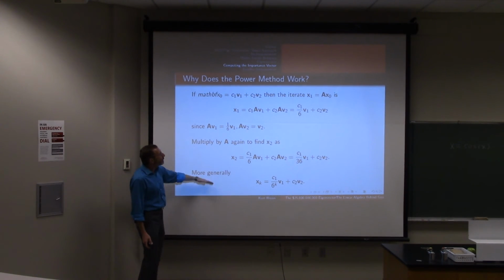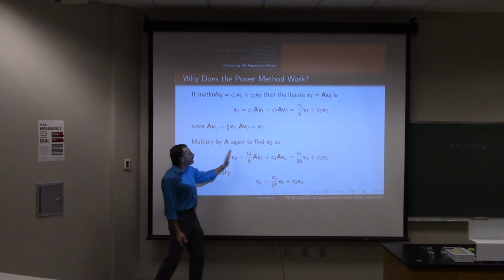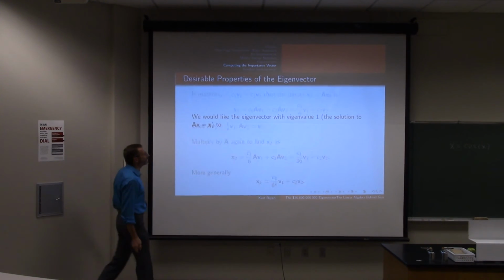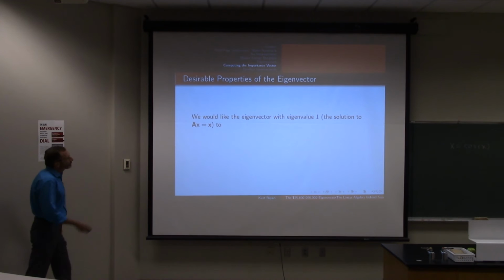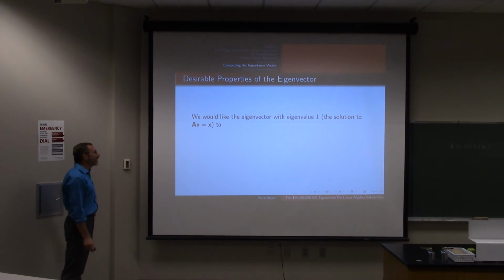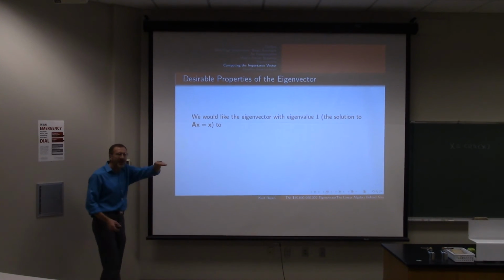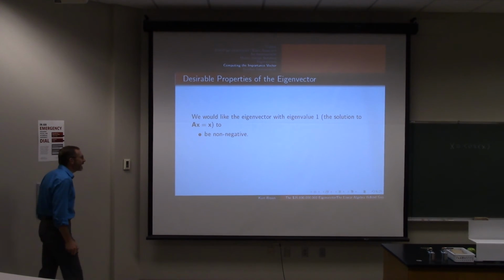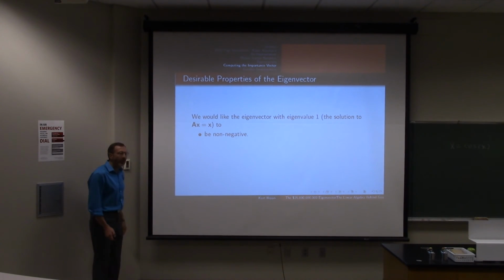In a larger example, where there are 10 billion eigenvectors and 10 billion eigenvalues, as long as the largest eigenvalue is 1 and all the others are smaller, it'll work. And with enough iterations. Okay? Now, here's some properties you would like the eigenvector to have, because you're going to use its components to score how important the web pages are. You'd like it to be non-negative. It turns out, it always will be.